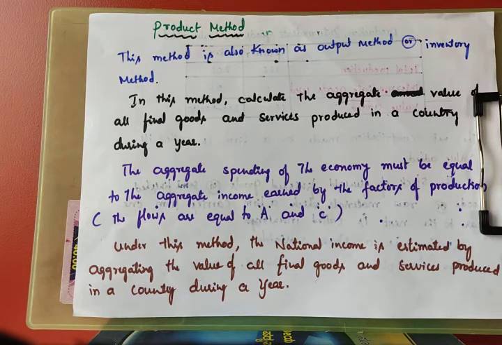In the product method, we calculate the aggregate value of all final goods and services. Aggregate means the total value of all final goods; we do not count the intermediate goods. We should calculate only final goods, which means those used for final use. So in this method we calculate the aggregate value of all the final goods and services produced in a country during a year.